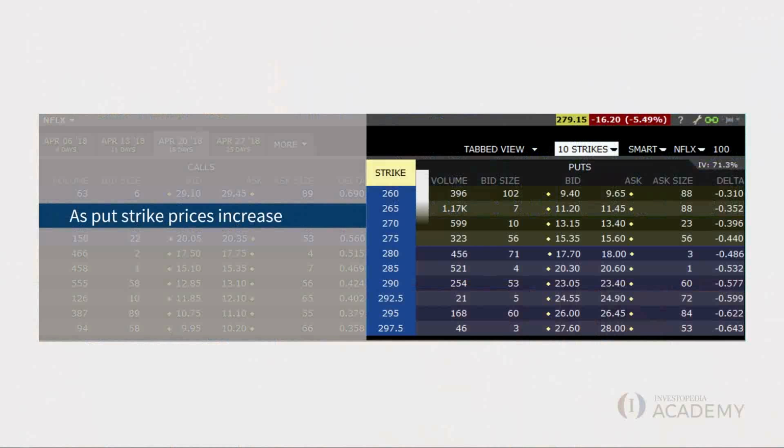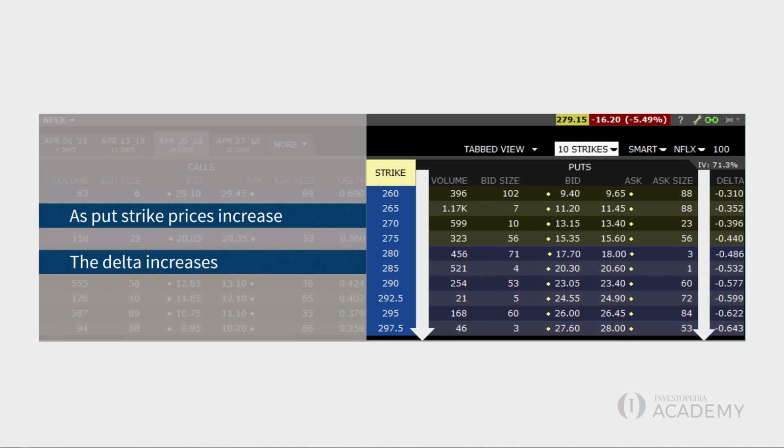Now here, let's go ahead and look at puts. Now, as the put strike prices are increasing, you'll notice that the delta is also increasing, which makes a lot of sense, right? Because if you own a put, you have the right to sell stock. The higher I can sell that stock, the more likely I'm able to be in the money at expiration.